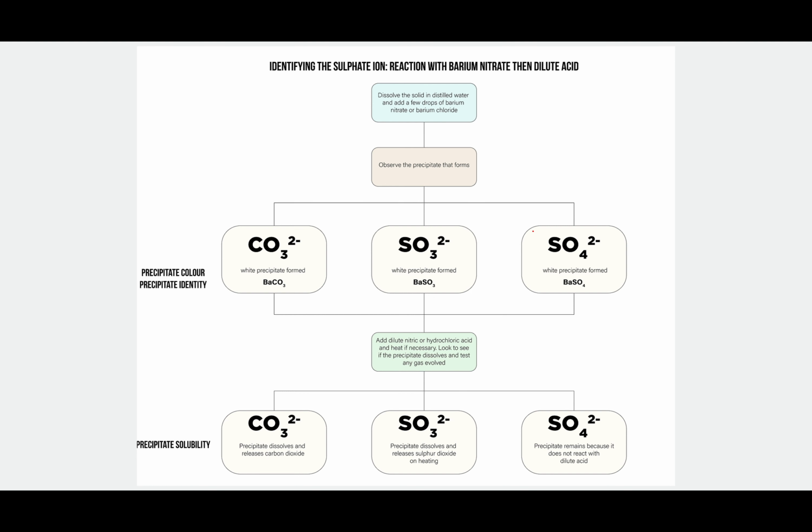So let's have a look at this. When we react these with nitric acid or hydrochloric acid and heat, in order to increase the rate of reaction, we look at what happens to the precipitates, whether or not they dissolve or whether or not a gas is evolved. The barium carbonate will release carbon dioxide when you add acid and heat it. Acid and carbonates give you carbon dioxide. That makes sense, right?